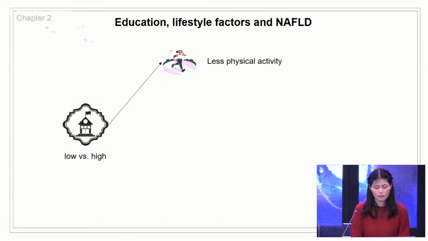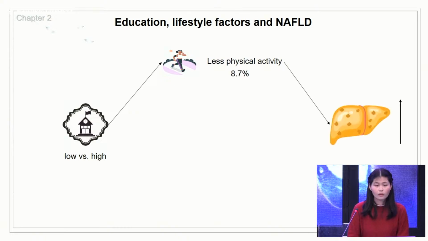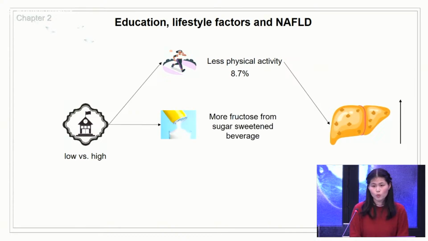The first is through the physical activity level. Compared with the high education group, the low education group has decreased physical activity level, and consequently increased NAFLD risk. This pathway explains about 9% of the effect of education on NAFLD. The second factor is sugar-sweetened beverage. Individuals with low education tend to consume more fructose from sugar-sweetened beverage, and then increase their NAFLD risk. This pathway explains about 80% of the association.